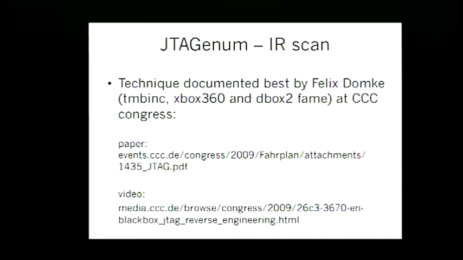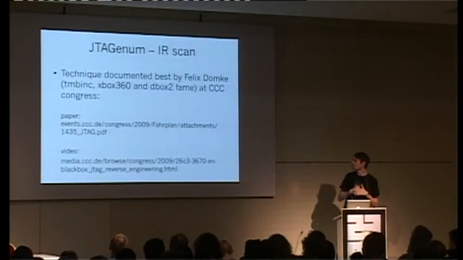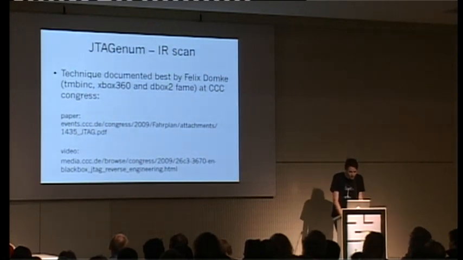There's another feature in it which enumerates through all the possible instruction registers, which can be useful for detecting hidden buses or potentially reverse engineering on-chip debugging functionality. This was discussed last year in detail by Felix Domke, and it's a great paper. You should read it. Some of this functionality is in JTAG Enum, but also in the source repository, you'll find OpenOCD scripts, which basically replicate his work almost exactly, so that you can follow it and reverse engineer JTAG buses.